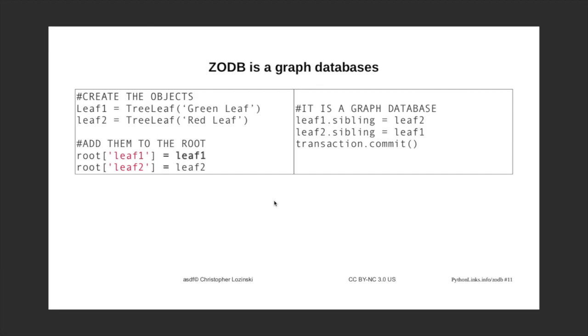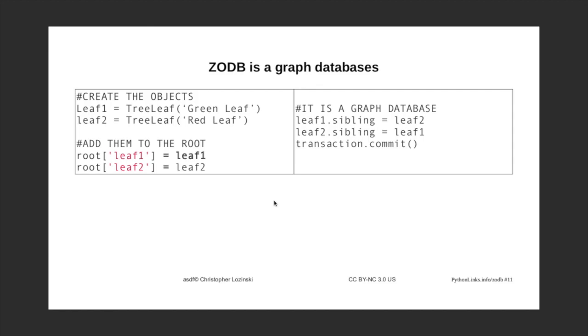Now, throughout this talk, I'm going to be talking about trees, but really they're graphs. Usually what happens is people begin using it as a tree, and then as their application gets more complex, it becomes a graph. So let's just start off again. We've got two tree leaf objects. We're going to add them to the root. Root of leaf 1 equals leaf 1. Root of leaf 2 equals leaf 2. And now what we're going to do is cross-link them. So we've got a very simple leaf1.sibling is leaf 2, and leaf2.sibling is leaf 1, transaction.commit. And so now we have a very simple triangle.